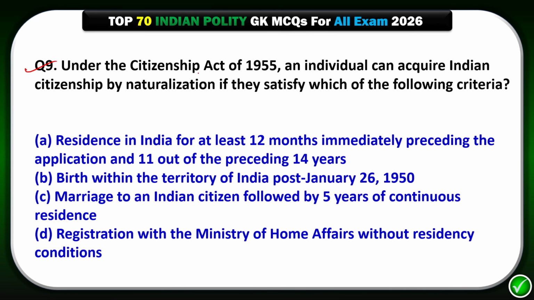9. Under the Citizenship Act of 1955, an individual can acquire Indian citizenship by naturalization if they satisfy which of the following criteria? Option A. Residence in India for at least 12 months immediately preceding the application and 11 out of the preceding 14 years. Birth within the territory of India post January 26, 1950. Marriage to an Indian citizen followed by 5 years of continuous residence. Registration with the Ministry of Home Affairs without residency condition.